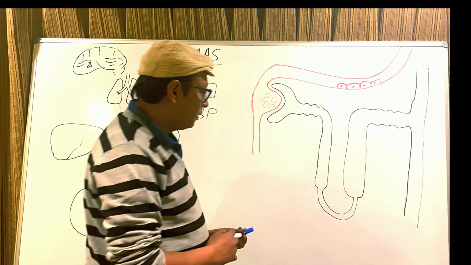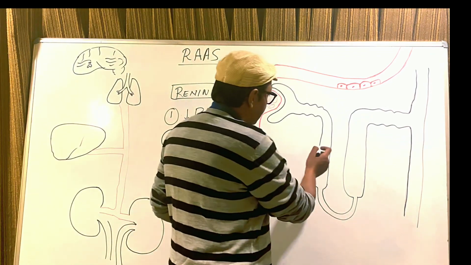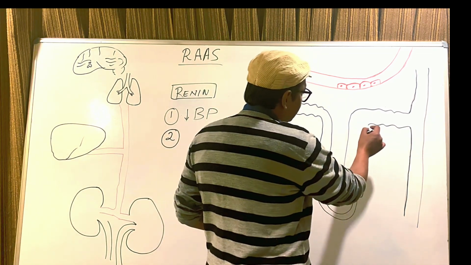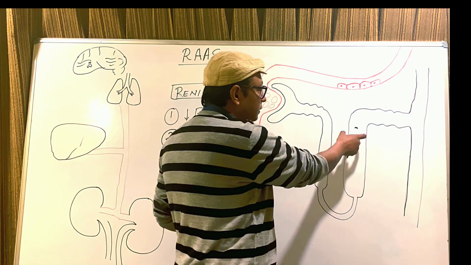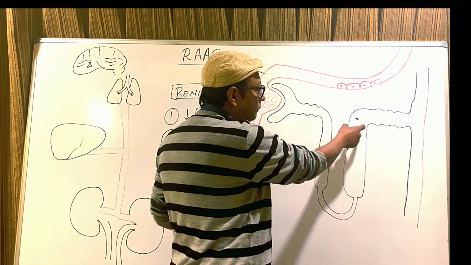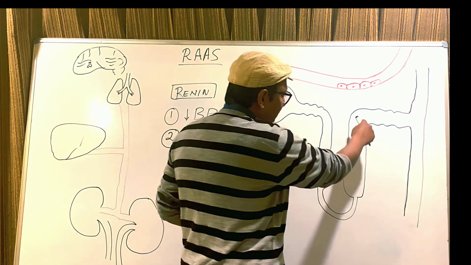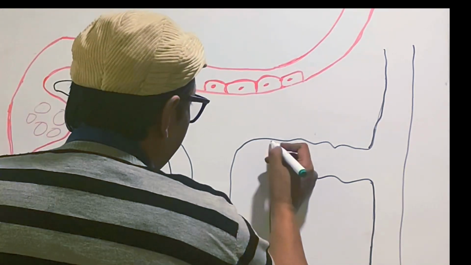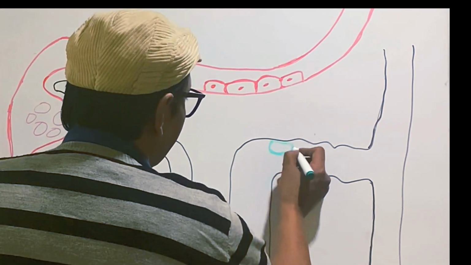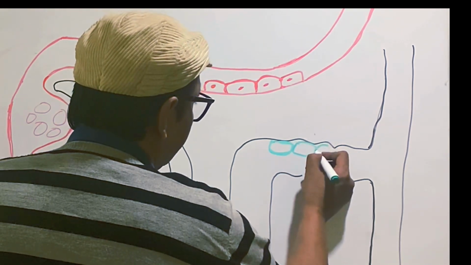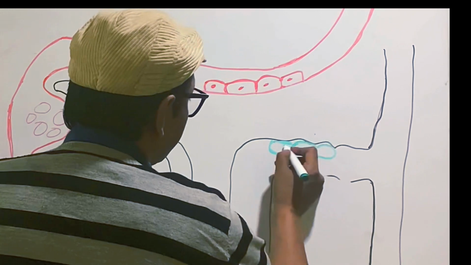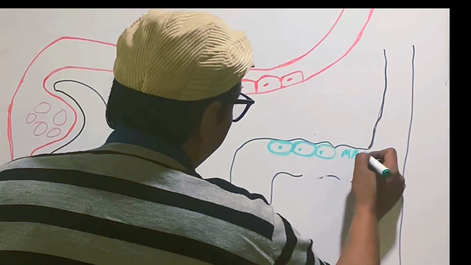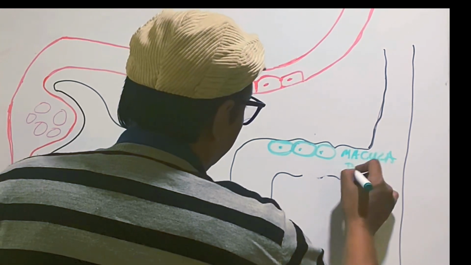Now it is also released by another mechanism. Suppose the filtrate is passing through this loop of Henle. When it reaches this part, where the distal convoluted tubule and the ascending limb of the loop of Henle meet, in that region there is a specialized group of cells. I'm using a green color; hopefully you can see it. These specialized groups of cells are called the macula densa.